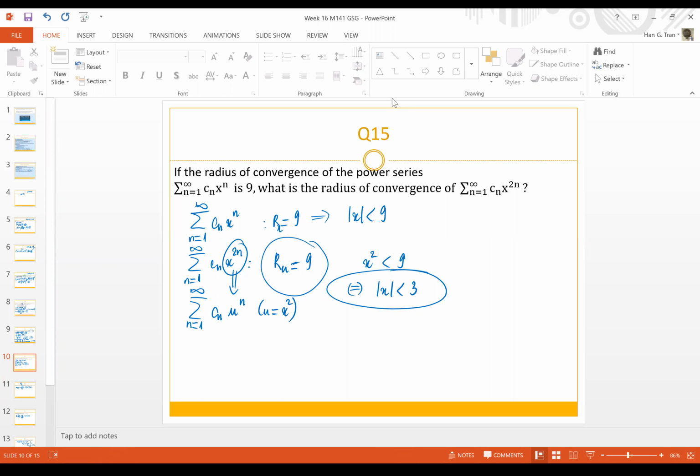Yeah, that's exactly what she wrote. That's similar to mine. So I think it's just the fact that your variable changes. So the radius is going to change depending on the variable. So the variable here is, instead of x, x squared now. So technically your radius is still 9, but that's with respect to x squared. But if you're looking for the radius with respect to x, it's going to be 3. So that is your final answer for this.